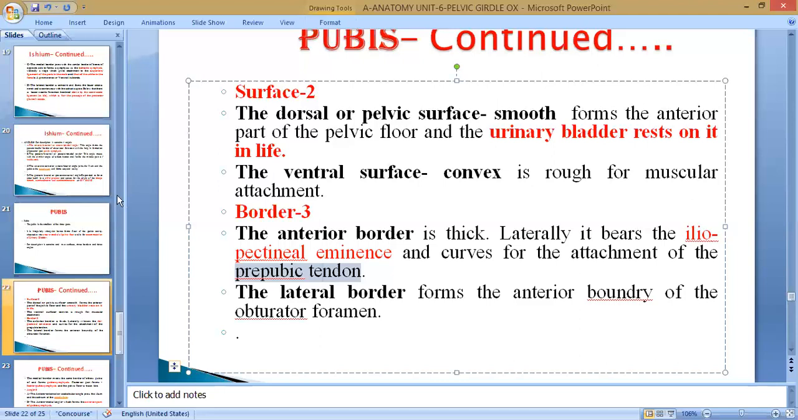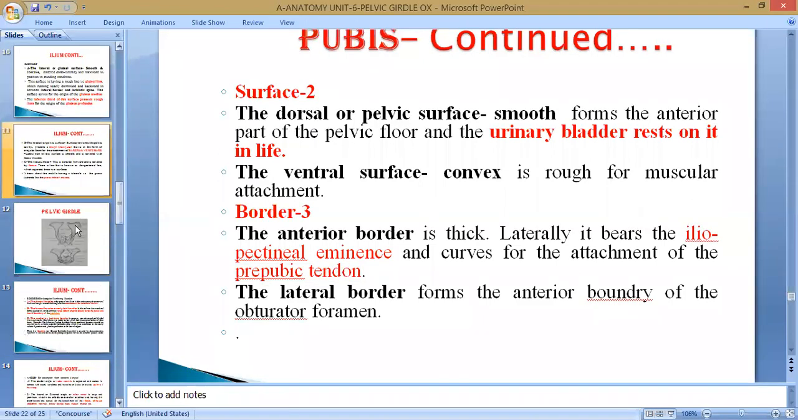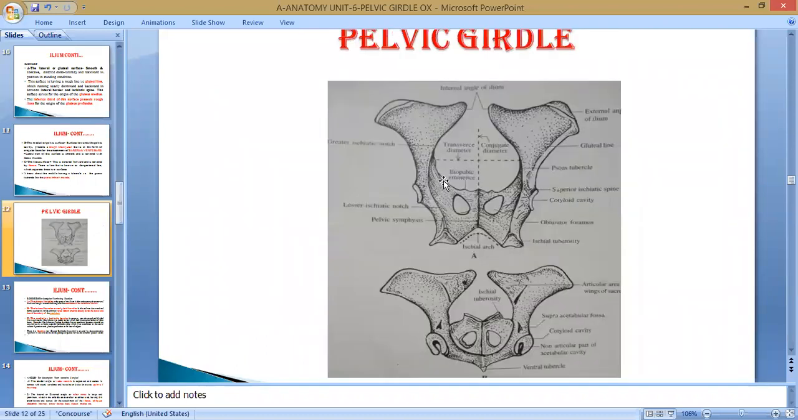So what are the two eminences present here on its anterior border? You see this picture. This is the boundary of the anterior part of the pubic bone. Are you listening, Asfi? Yes, sir. This is the anterior part of the pubic bone having two eminences. The first is known as the iliopubic eminence, and this is known as the iliopectineal eminence. These two eminences are for the attachment of the prepubic tendon. So this is the anterior border.